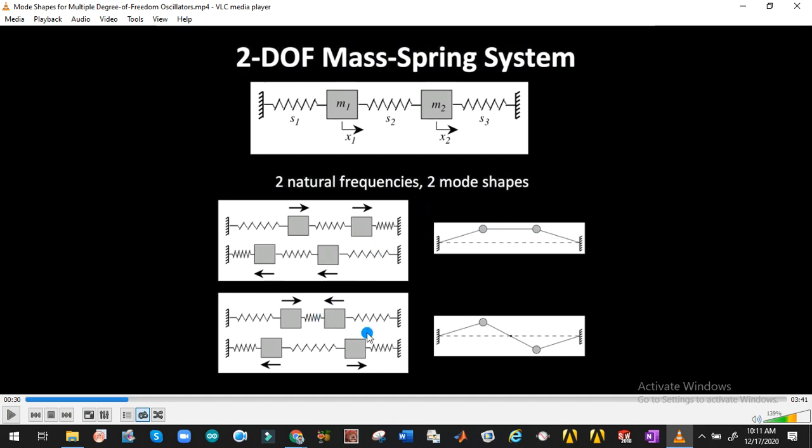And what will be the second possible type of mode? Both masses will be moving in opposite directions. What does this mean?